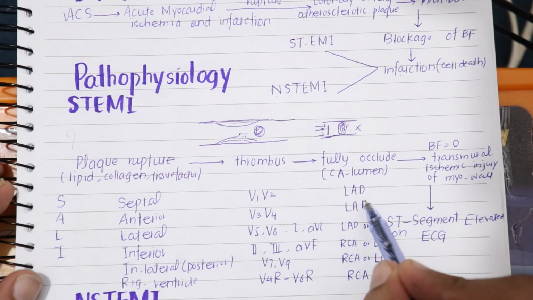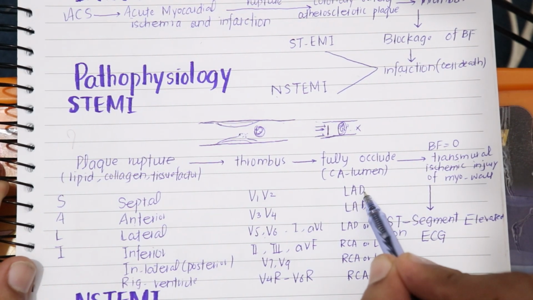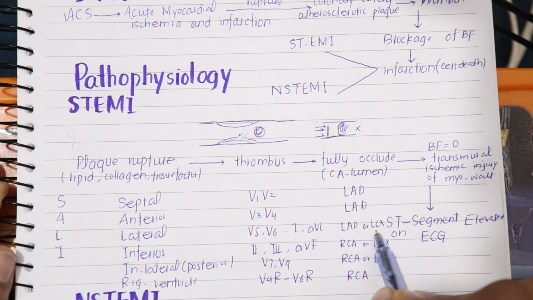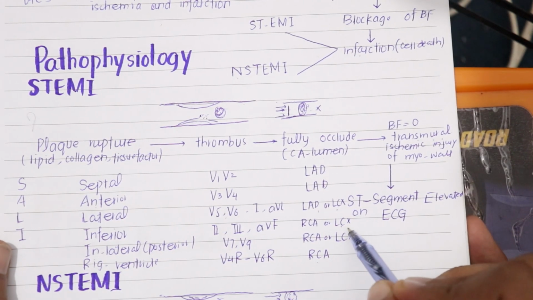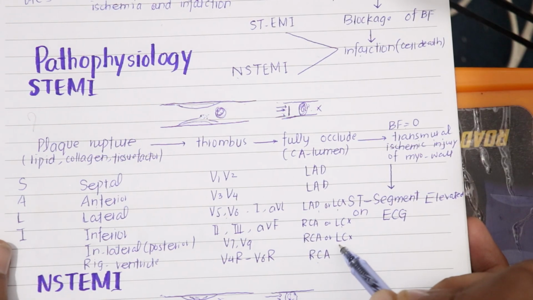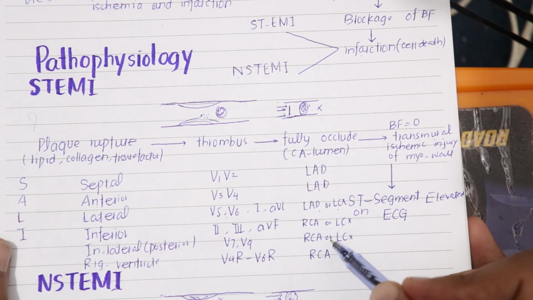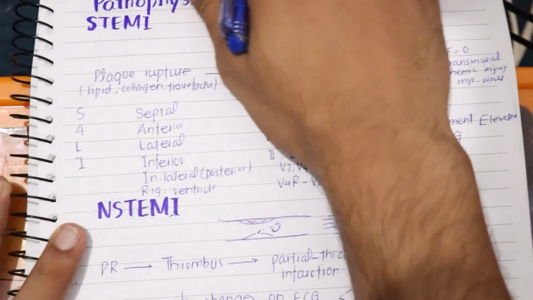Now which artery is involved? LAD or left circumflex, RCA, or maybe left circumflex. It depends upon whether the circulation is right dominant or left dominant, which we will study further.